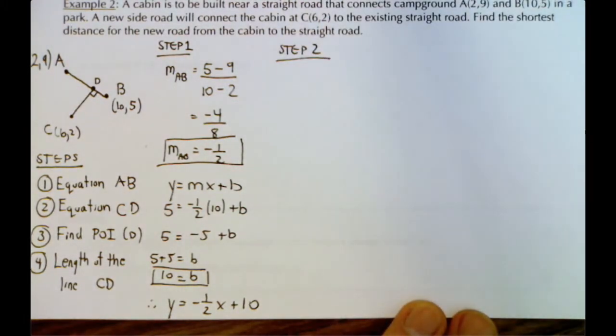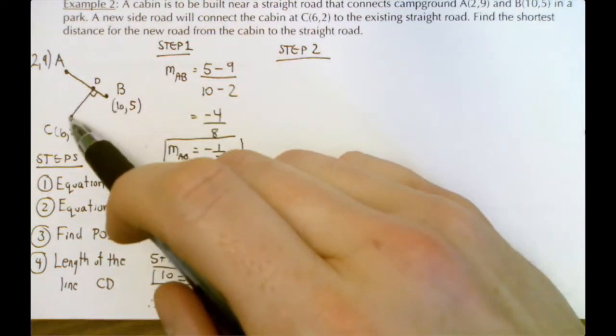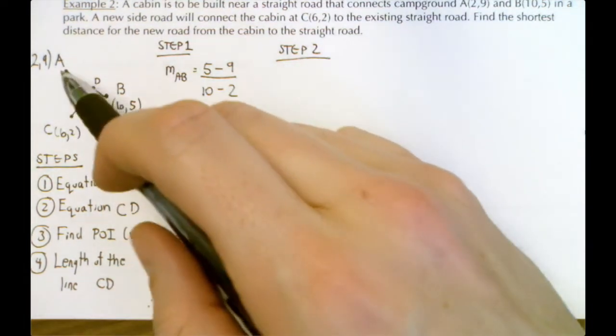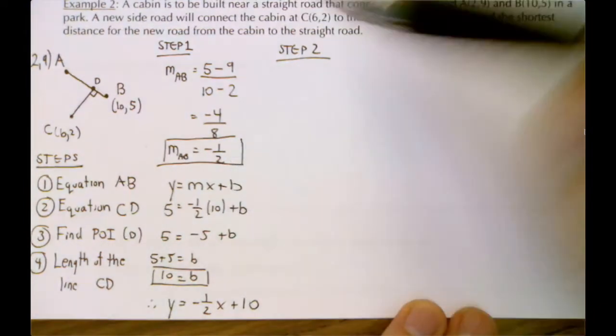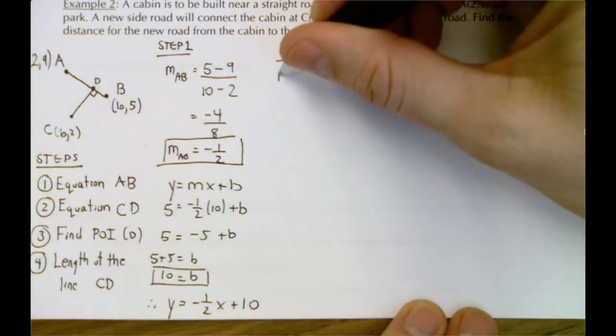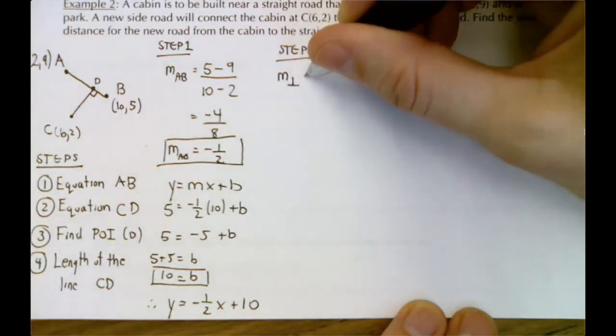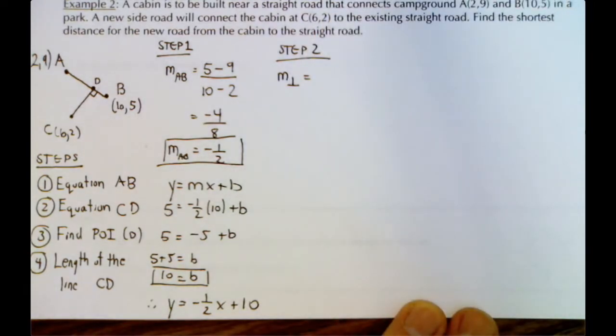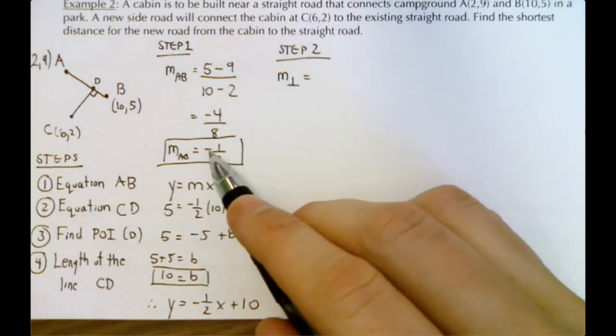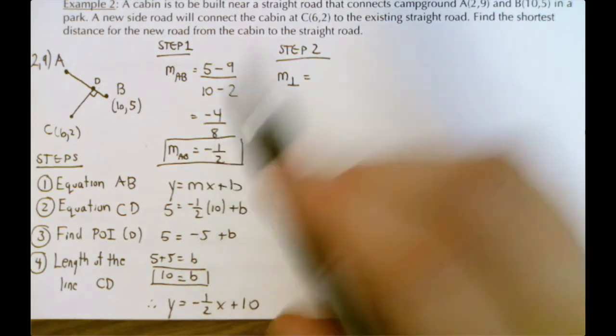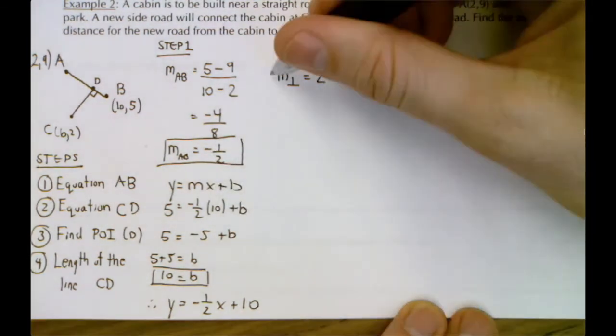Well, as we saw in example 1, the slope of CD is going to be the negative reciprocal of the slope of AB. AB's slope is negative 1/2. So if we want a perpendicular slope, that would be change the sign, so plus, flip the fraction, 2.